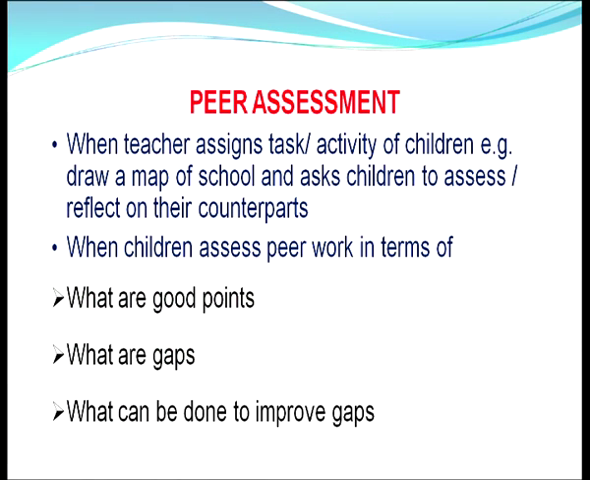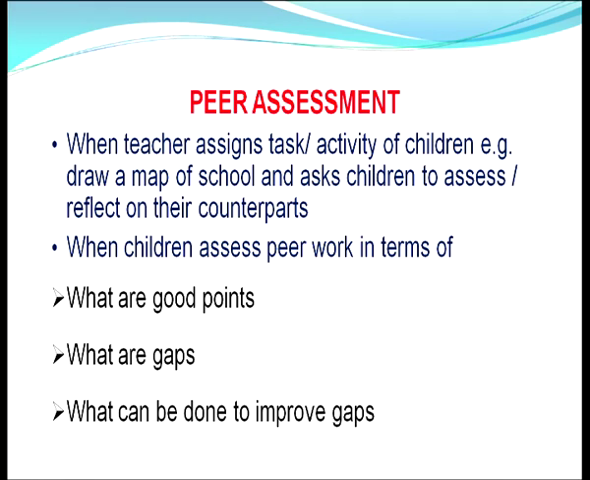Peer assessment, again, we can say, is when the teacher assigns a task or activity to children, for example, draw a map of the school, and asks children to assess or reflect on their peer's work. Children assess peer work in terms of the good points of the map they have drawn, maybe of the school premises, the society, the community, or any task related to mapping skill. And the peer also identifies not only the good points but also the gaps, and what can be done to improve these gaps. Such a process is called learning based assessment.